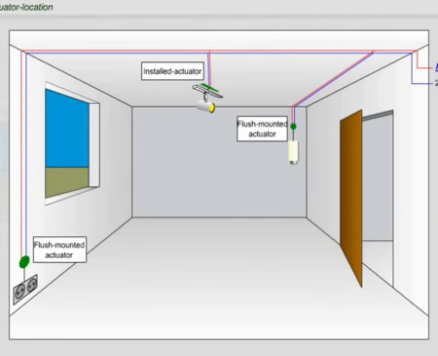Secondly, if possible, the actuators should be installed close to the consumers. For this reason, actuators are available as flush-mounted devices, surface-mounted devices, or installation devices for suspended ceilings. In practice, the distributed installation is preferred. It has the following advantages.